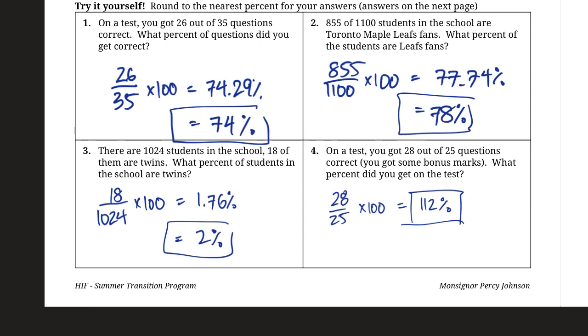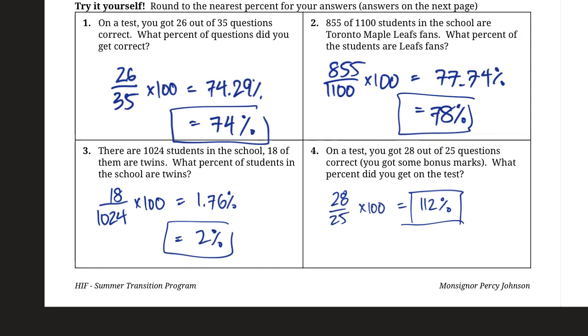And the last one's a little bit trickier because you have to be careful here. If you get 28 out of 25, that means you got more than all the questions correct. And this might have happened to you before if you got some bonus marks on a test or a quiz or an assignment. So when you do this, 28 is how many you got right out of a total of 25. And when you do the math, it comes out to 112%.